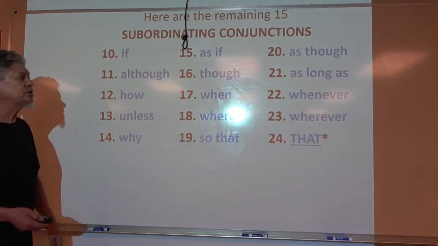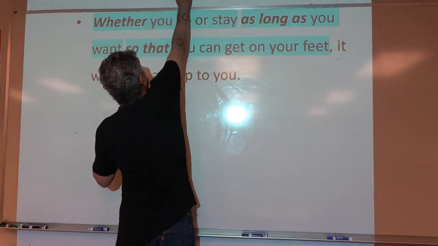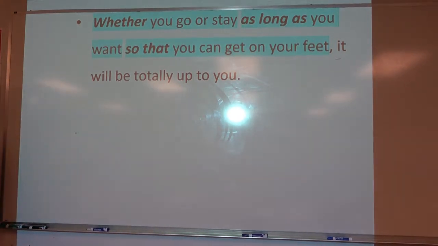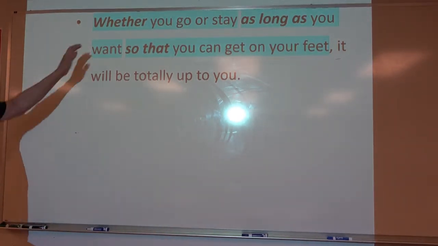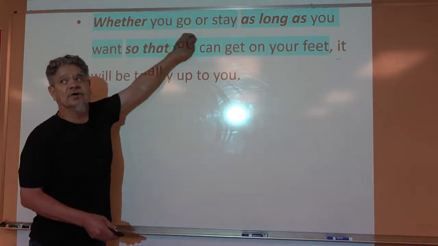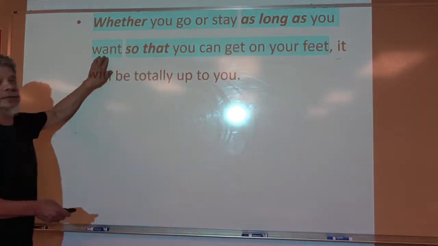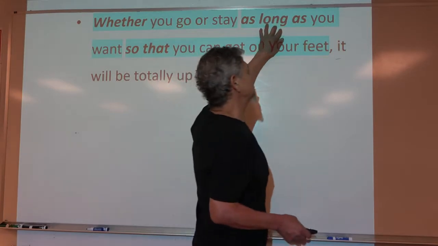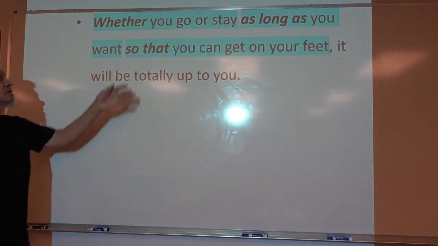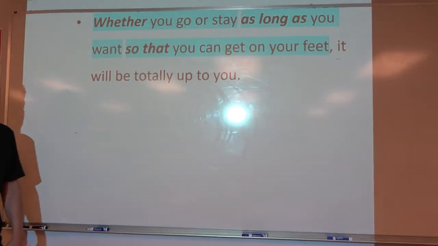All right. So let me show you the first example. Here's a sentence that has 3 dependent clauses. Whether you go or stay: subordinating conjunction, subject, verb. As long as you want: subordinating conjunction, subject, verb. So that you can get on your feet: subordinating conjunction, subject, verb. 3 of them together.